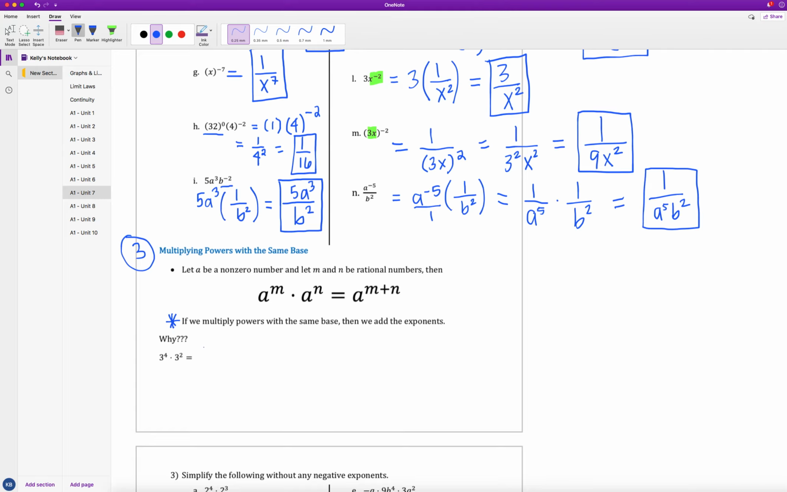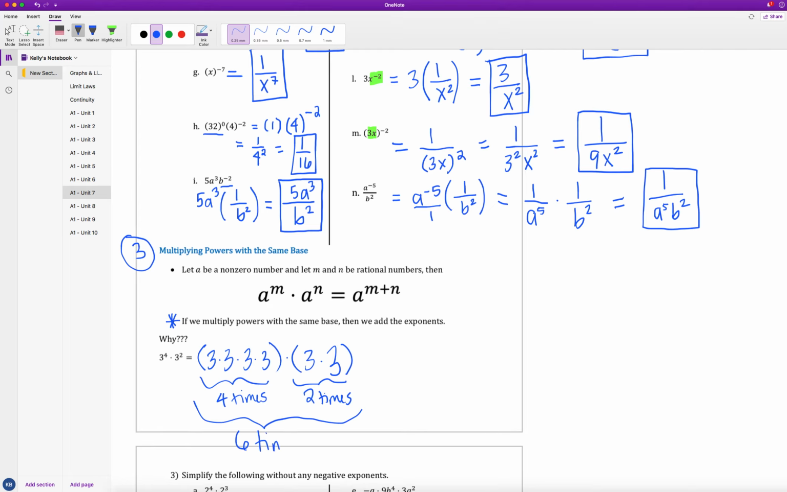So 3 to the 4th would mean 3 times 3 times 3 times 3. So I've got 4 of them here, so 4 times. And then 3 to the 2nd would mean 3 times 3. Oops, sorry, that got a little messy, so I have 2 times there. Well, technically these big parentheses that I put around them don't matter because multiplication is commutative, so I really have 3 times 3 times 3 times 3 times 3 times 3. So total, I really have 6 of them.